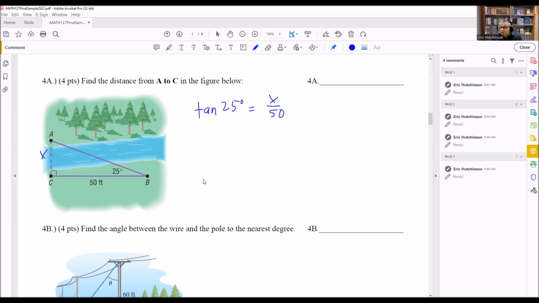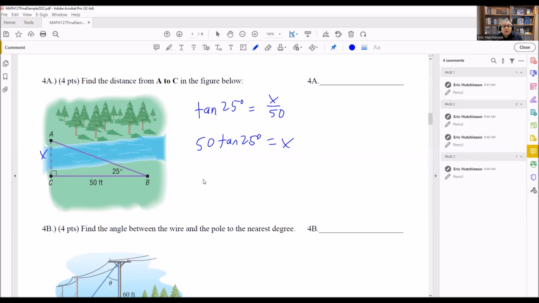From here, you can multiply both sides of the equation by 50. If I multiply the left-hand side by 50, we get 50 tangent 25. If you multiply this side by 50, it's just going to take out the 50 you have in the bottom already. And so now our x is going to be equal to 50 times tangent 25.